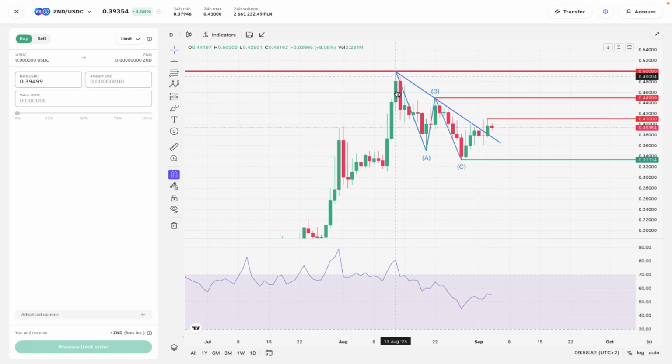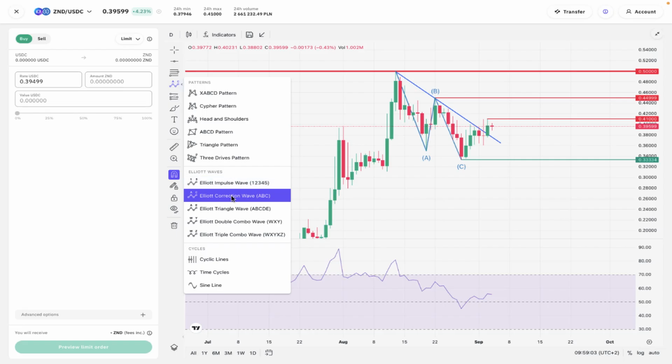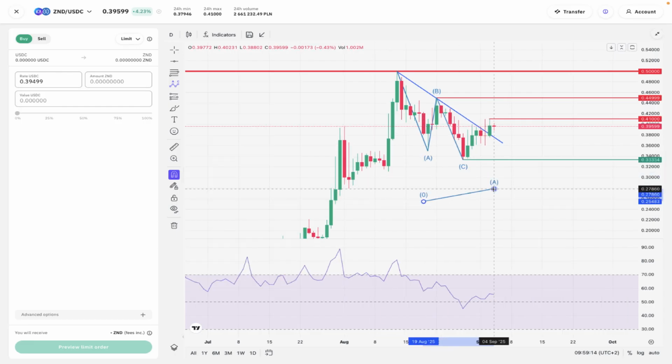But this might be a little bit more complex and time consuming correction than the simple ABC. It might be complex, right? You can see it here. We got different types of correction. We got a triangle wave, we got a double combo, we got a triple combo. It's more complex, more time consuming corrections. However, for now, what I got is ABC, okay.